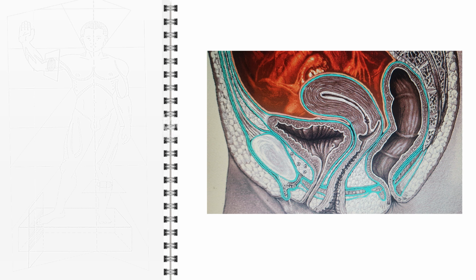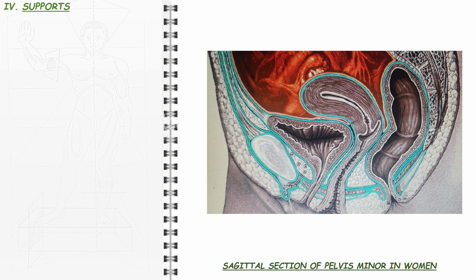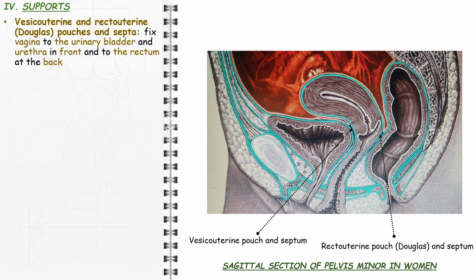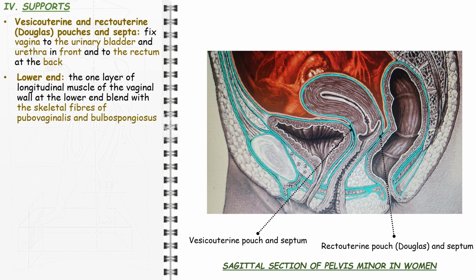The vagina constitutes the support system of pelvic organs. Therefore, it is fixed in each part of it. In its anterior and posterior faces, it is fixed to the urinary bladder and urethra in front and to the rectum at the back by the vesicouterine and rectouterine pouches. In its lower end, the one layer of longitudinal muscle of the vaginal wall blends with the skeletal fibers of pubovaginalis and bulbospongiosus and is fixed to the perineal body by the perineal membrane.